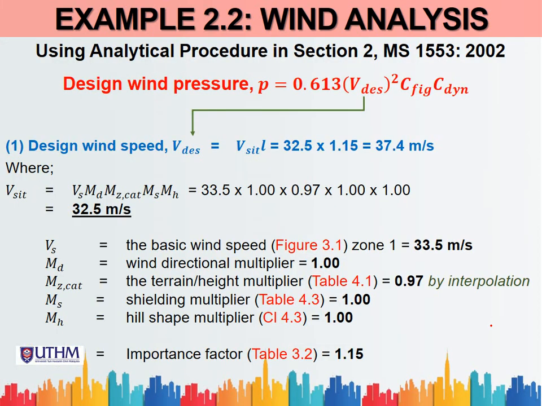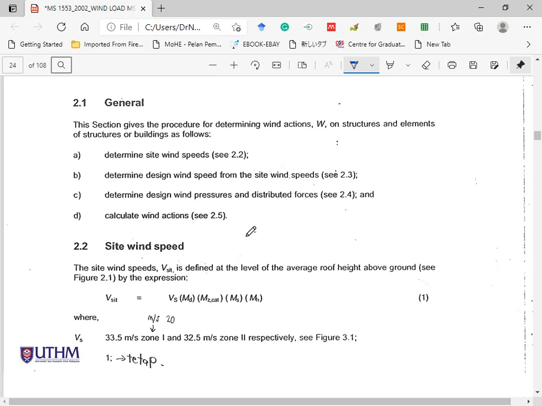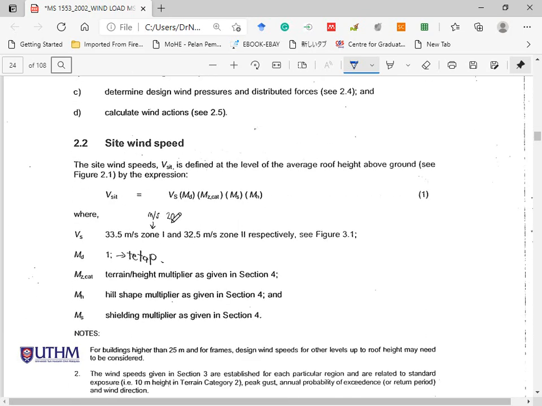So using the analytical procedure in section 2, the equation 2 is on page 24, if not mistaken. Let's look at page 24. This equation is at page 24, Malaysia Standard calculation of the wind action. And this is the side wind.